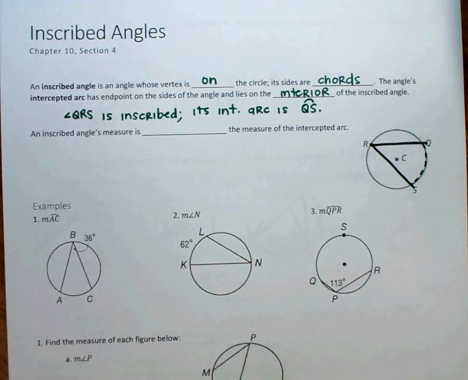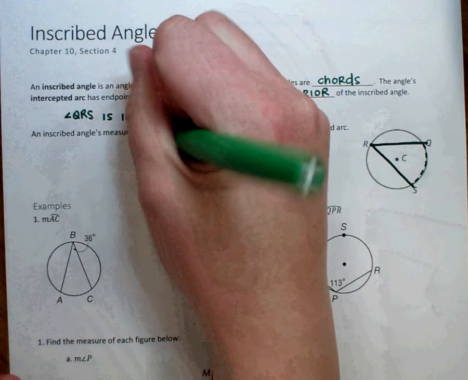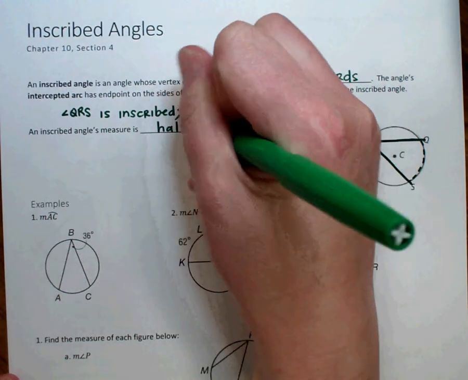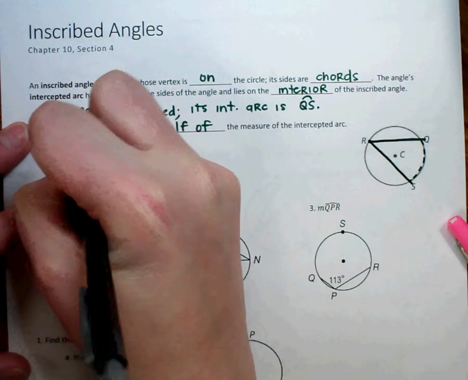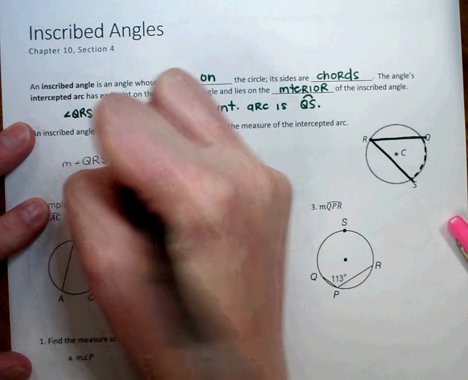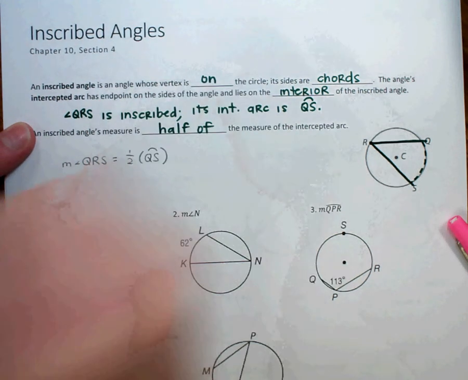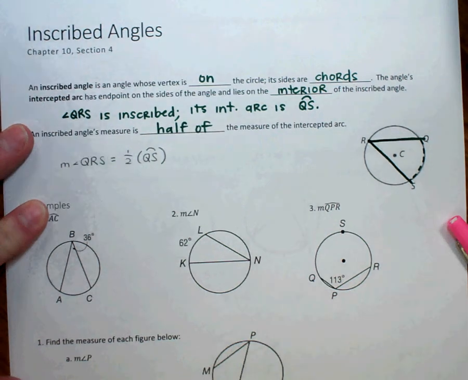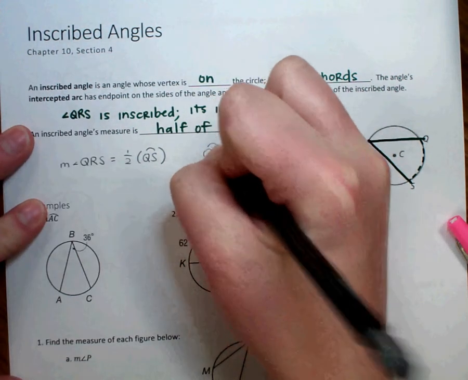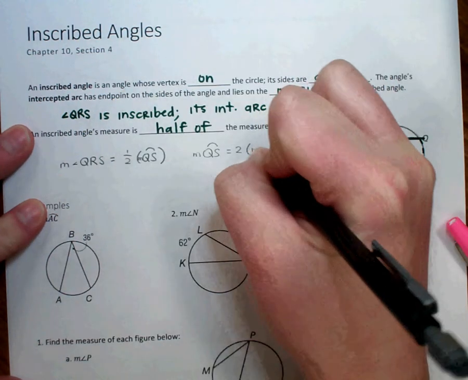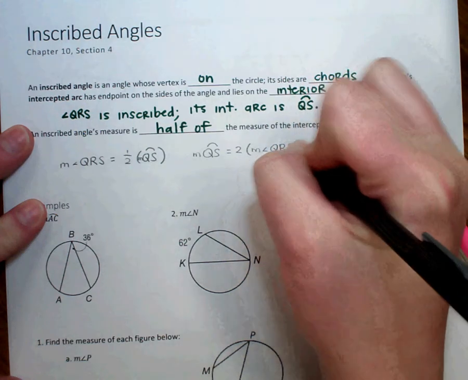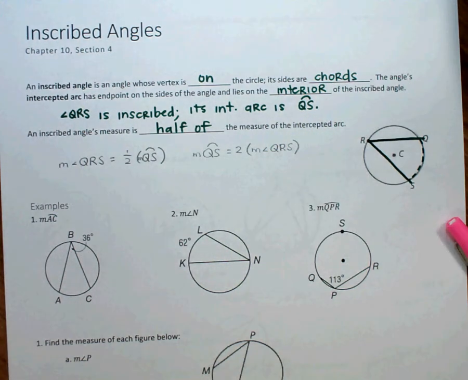Now, an inscribed angle's measure is half of the measure of its intercepted arc. So the angle is half of the arc. Or if you want to reverse that, the arc is twice the measure of that angle. So down here we'll do examples 1, 2, and 3 together.